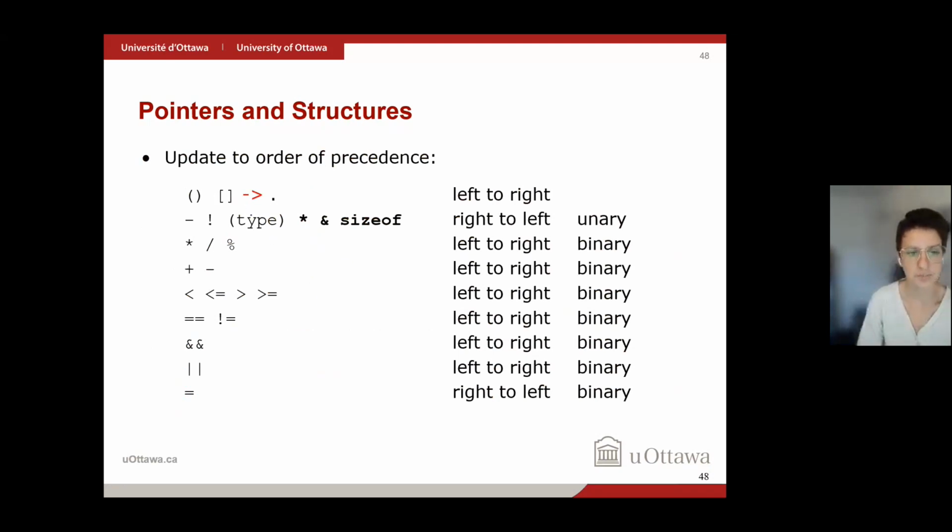And just note here that the order of precedence for this arrow, the structure pointer operator, lands up high here. So it's right near the top. This is going to be important when it comes to the use of the dereferencing or the address operator in functions, and you'll see that in our example today.